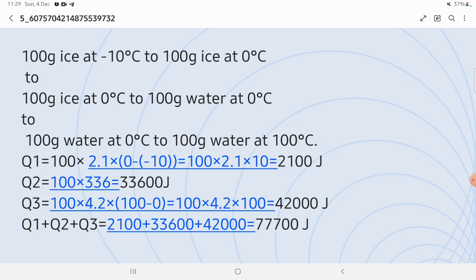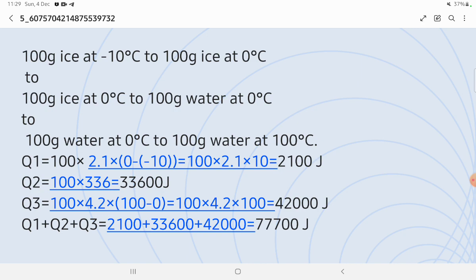Be careful, I'm telling you repeatedly, if the mass is given in gram and the specific heat capacities are given in joule per kg per Kelvin, be careful, convert it accordingly. Convert the mass, it will be easier to convert. Okay, so this will be next.